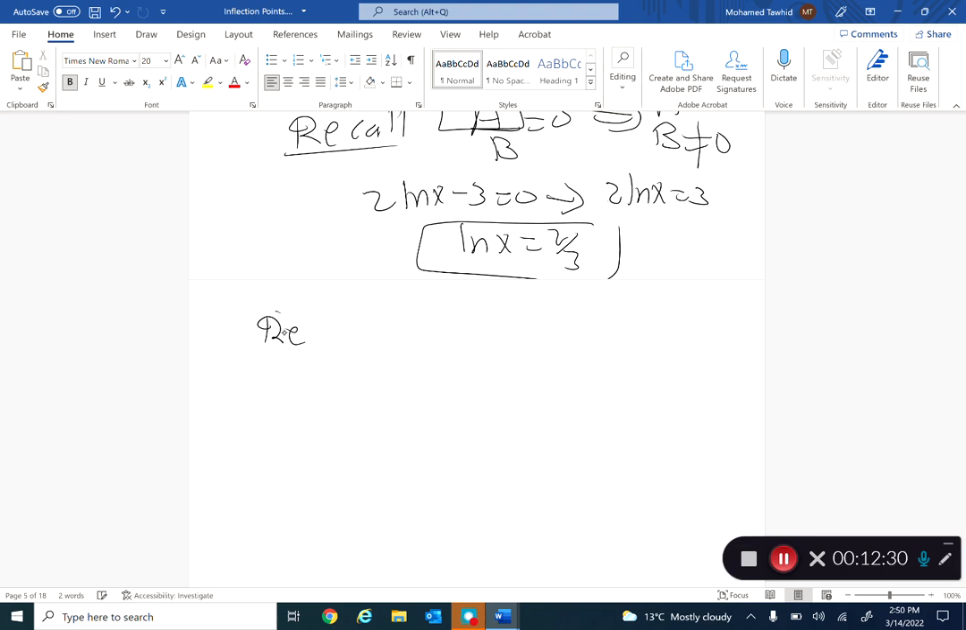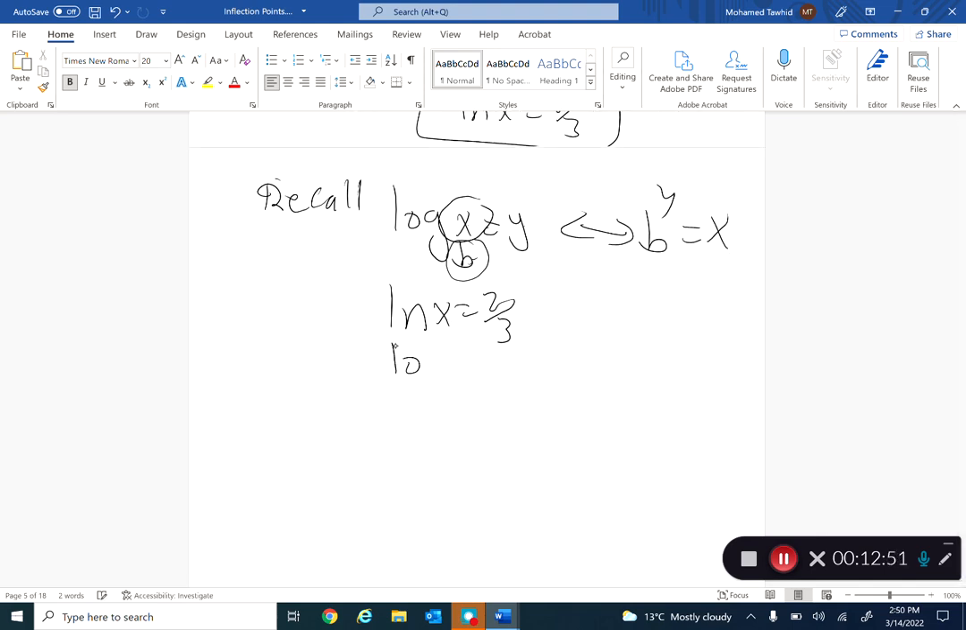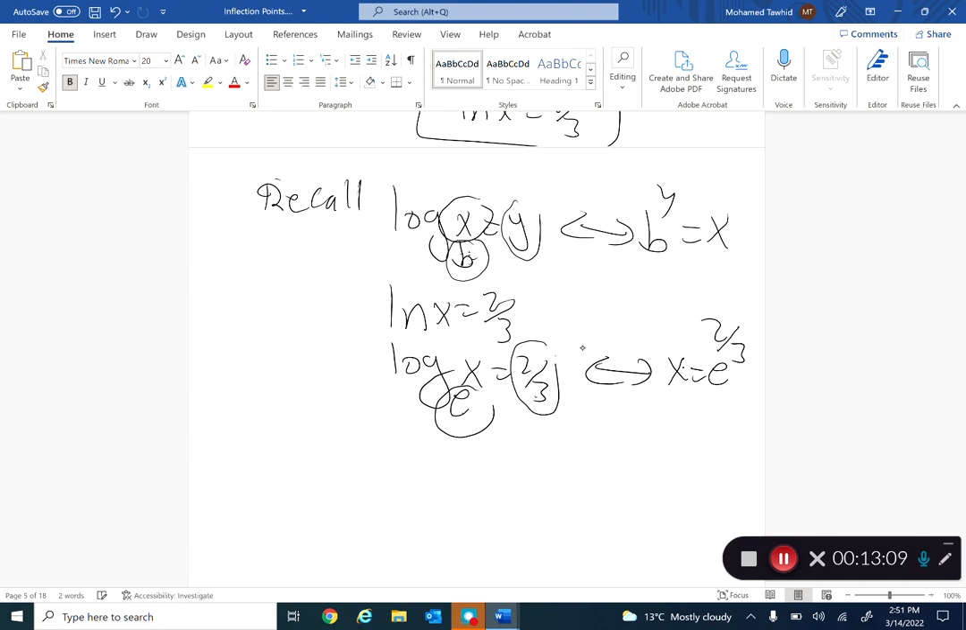So recall, if you have log base b of x equal y, what is equivalent to this? It will be b to the power y equal to whatever is inside, which is x. So now what you have here, ln x equal 3/2. This is nothing but log base e of x equal 3/2. What is your e? That is your b. What is your y? That is 3/2. So you have x equal e to the power 3/2. That is your x.